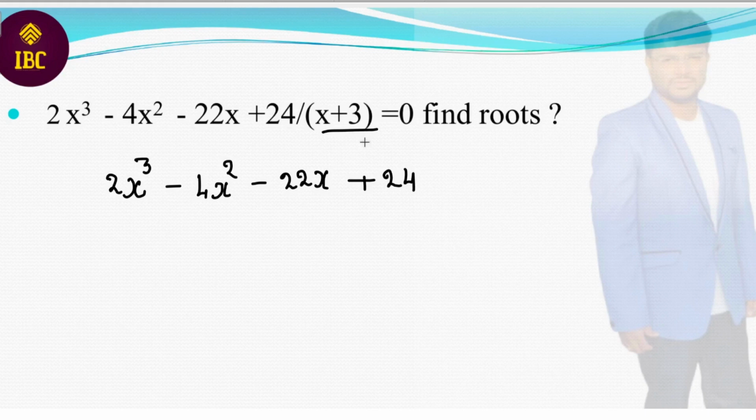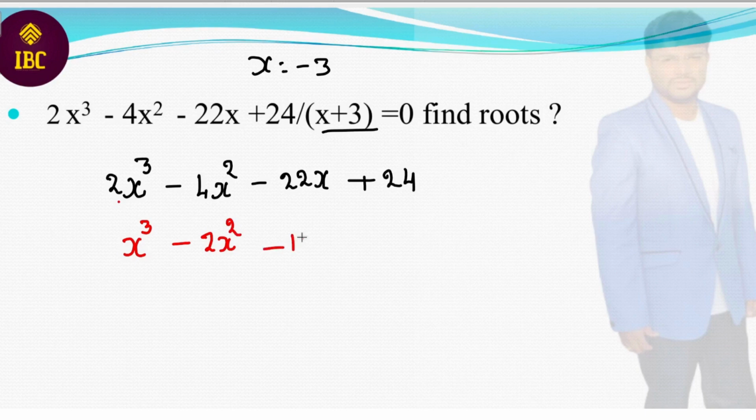One root is already given: dividing by x plus 4 means x is equal to minus 3. Then whenever it is like this, I told you one rule: here I want 1, so I will take 2 common. Then this should be x cube minus 2x square.